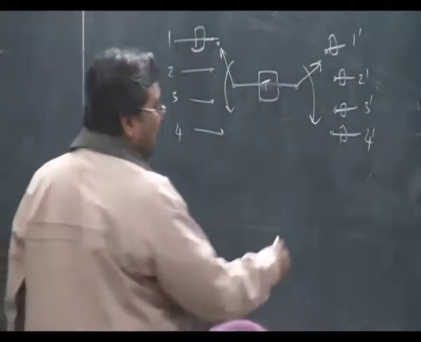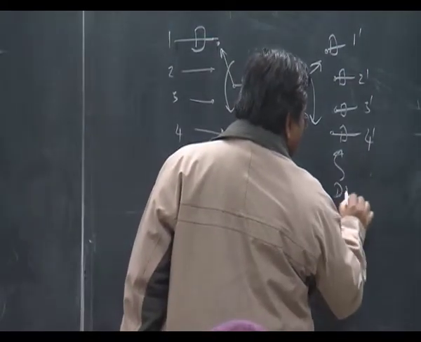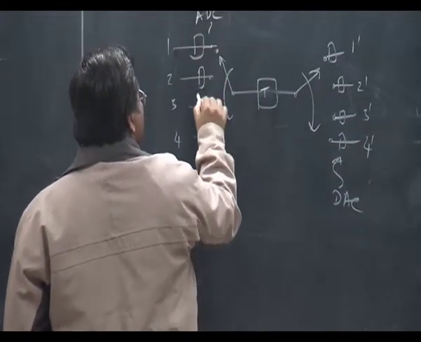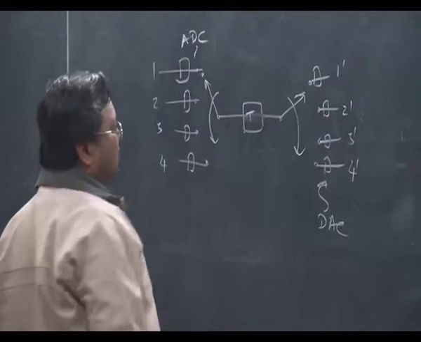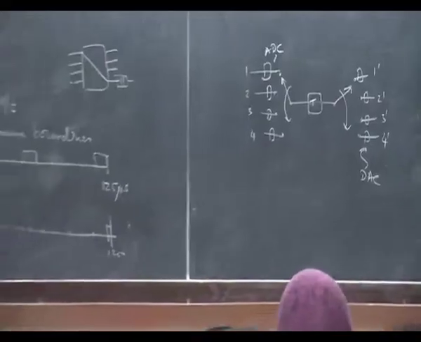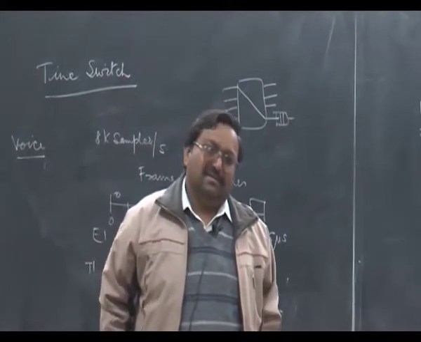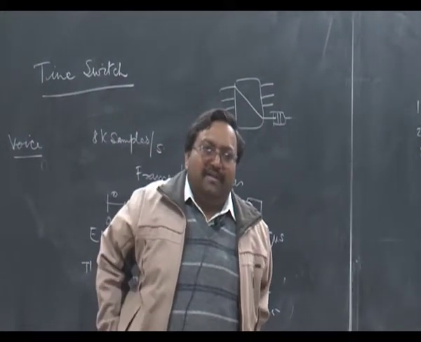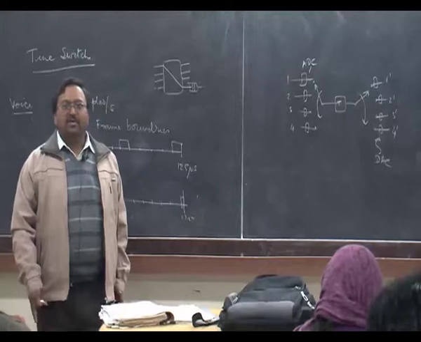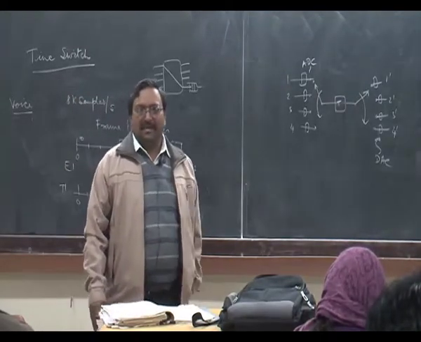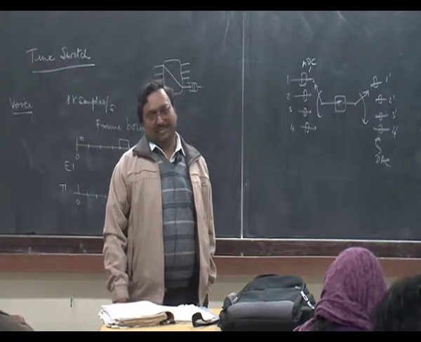You put a DAC here, digital to analog converter, and here you put an ADC. This is equivalent of a crossbar. But you can do time switching because you are using a digital format. So far, whatever we have done till the earlier lecture, we were not bothered; it could very well have been analog telephony. But only with digital format can you do time switching.